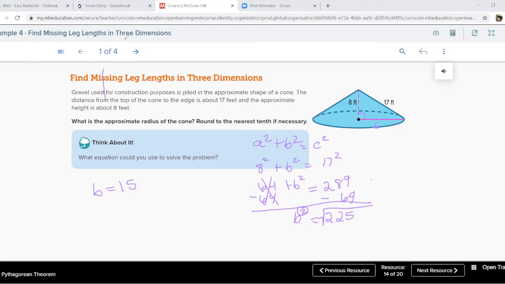So now, all right, so here we go. Oh, and we could check it. Let's check it. So if we want to check it, let's see if 8 squared plus 15 squared equals 17 squared. Okay, so we have 8 squared plus 15 squared equals 289. So do the square root of 289, and that would be 17 squared. So it is correct.